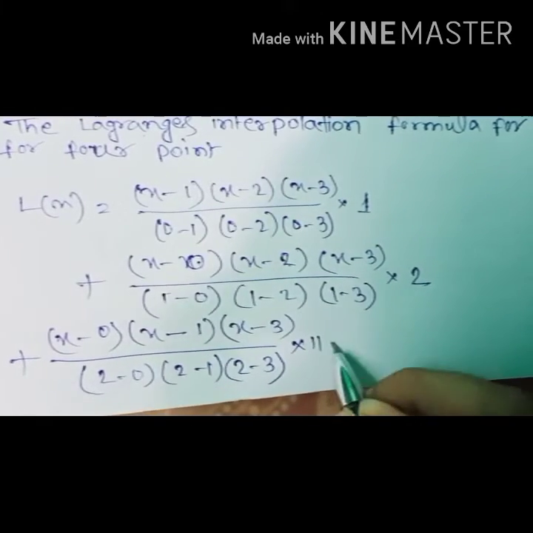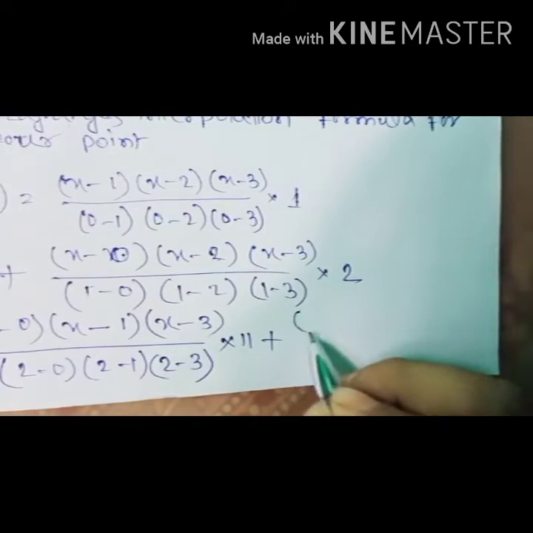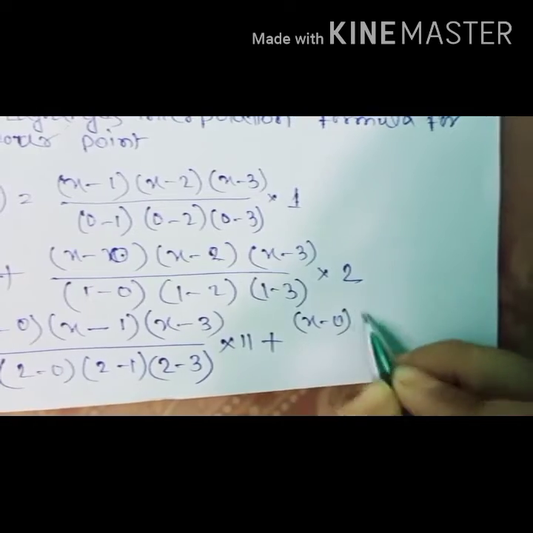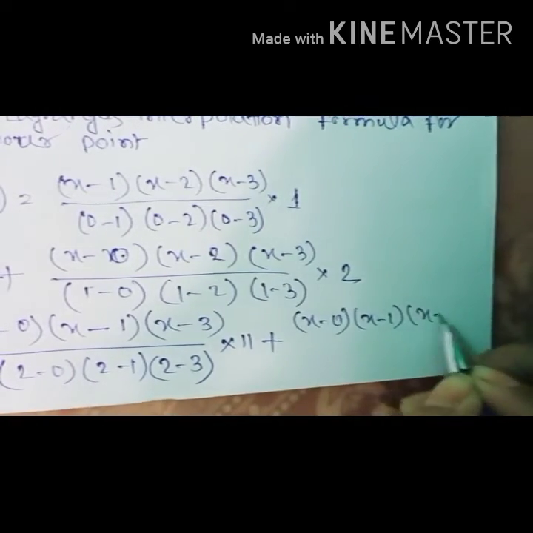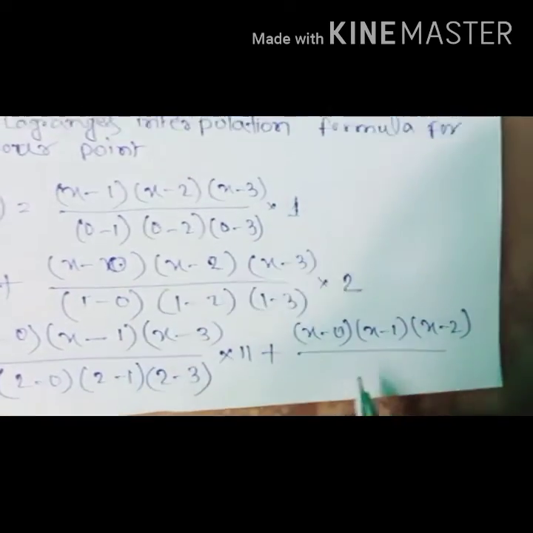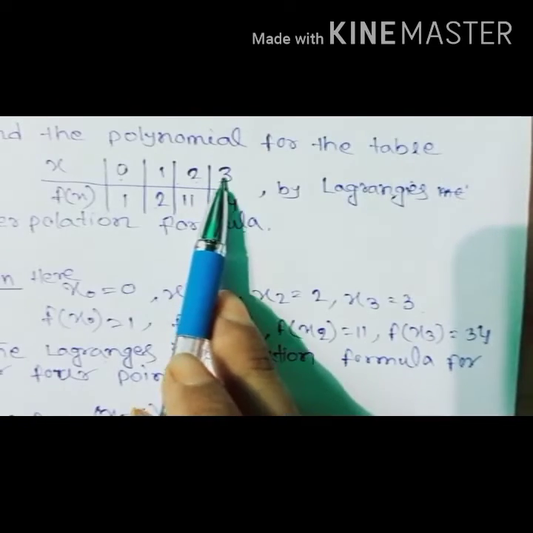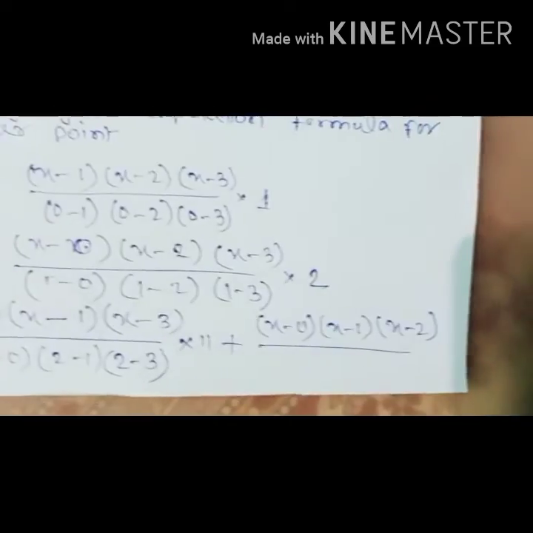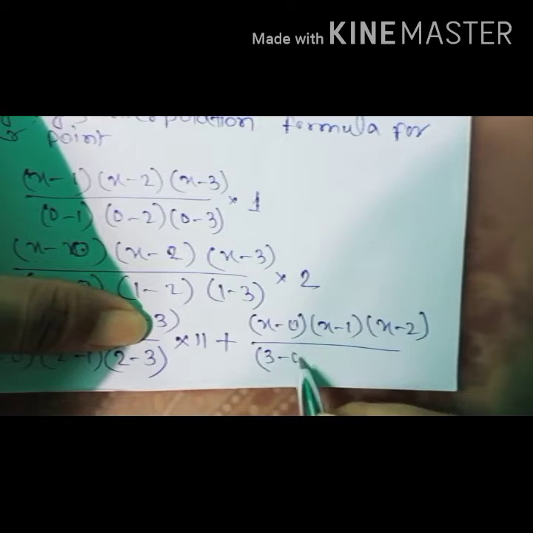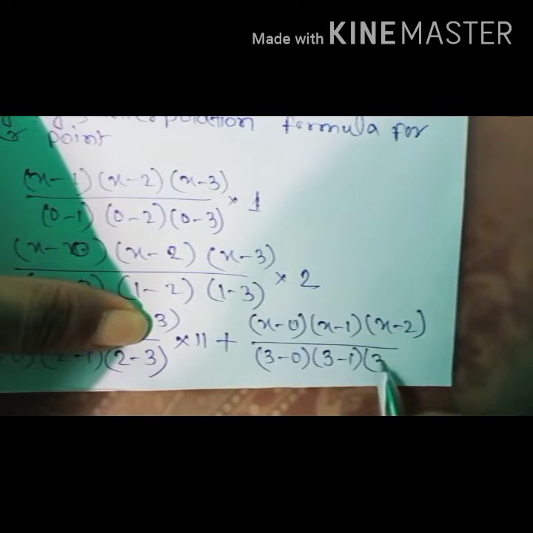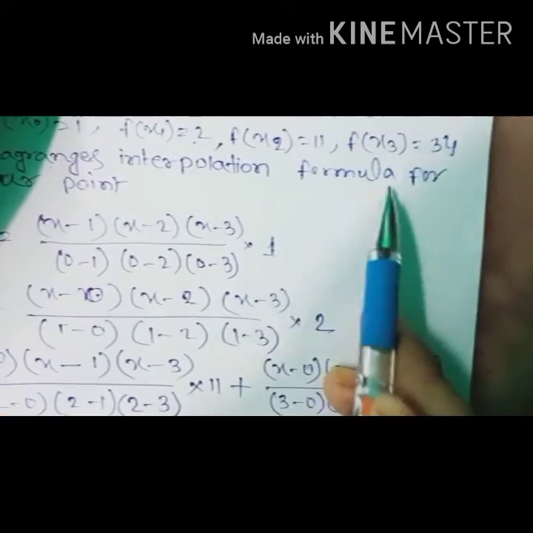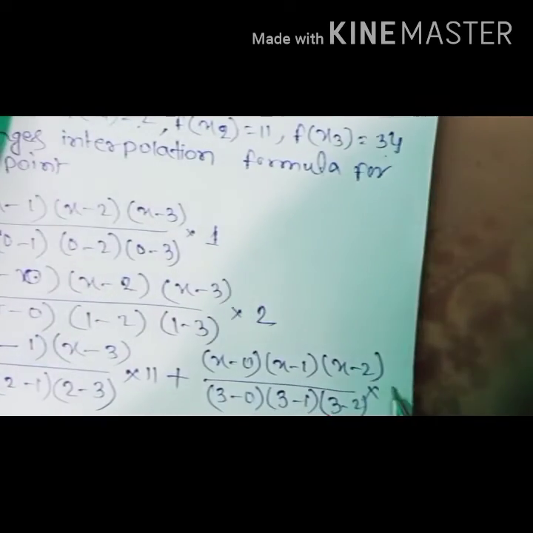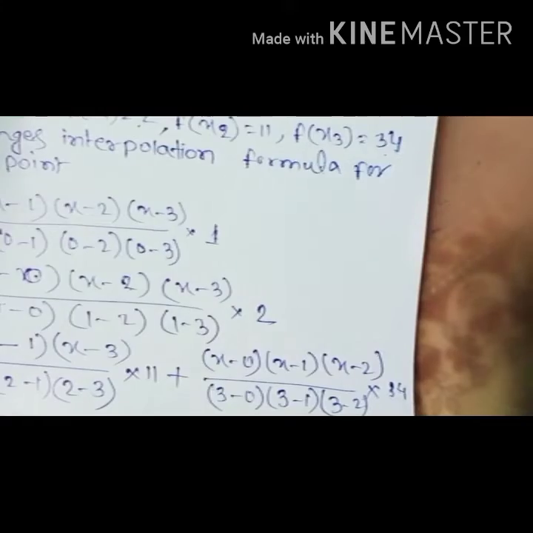into f(x2), that is 11, plus the last term x minus 0, x minus 1 and x minus 2, as I am excluding x3, which is 3, so the denominator is 3 minus 0, 3 minus 1 and 3 minus 2, into our f(x3), which was 34.